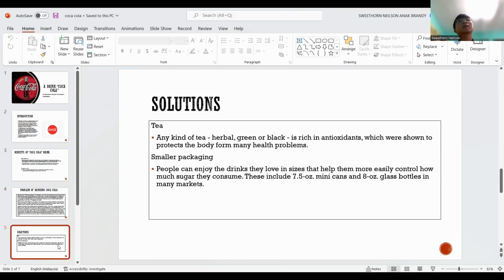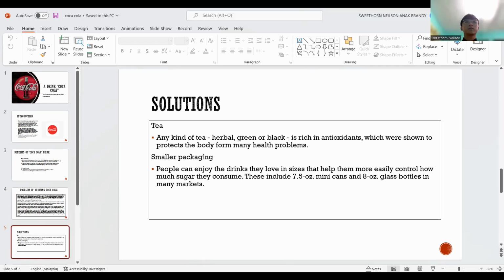The solution is, besides drinking Coca-Cola, we can have a cup of tea. Tea is rich in antioxidants, which were shown to protect the body from many health problems. Examples of tea are herbal tea, green tea, or black tea.